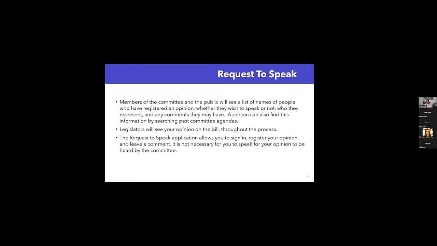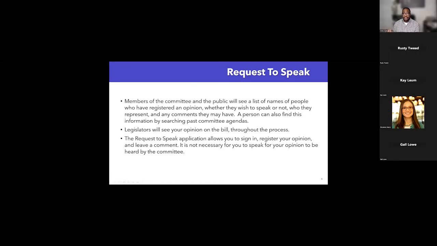The legislators will see your opinion on the bill throughout the process. So the process continually has it built in where you could have feedback on current legislation that's moving through the different chambers. The request to speak application allows you to sign in, register your opinion, and leave a comment. So that is public record. You don't always have to speak for your opinion to be heard by the committee. They do see that. But the cool thing is that it makes it public record if you're opposed to something or if you support something.